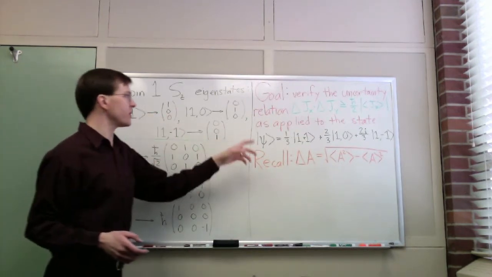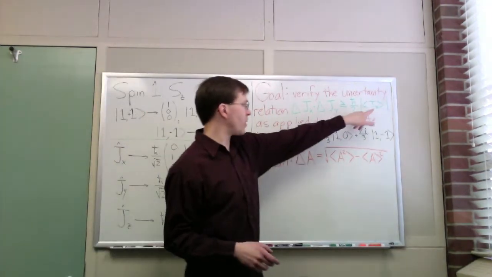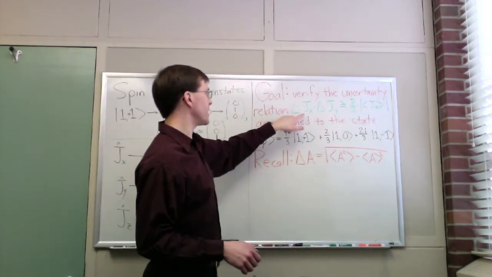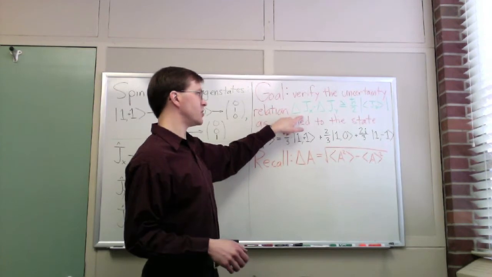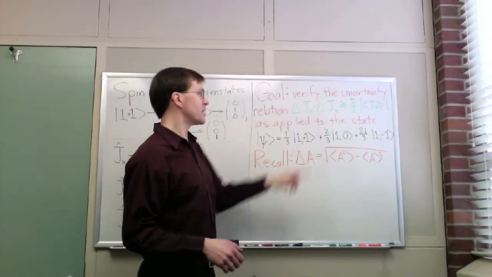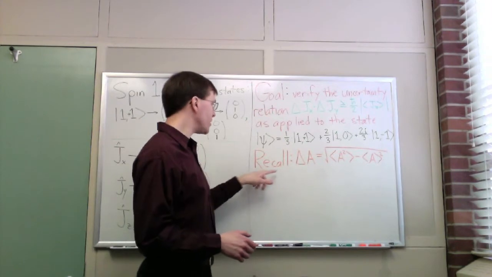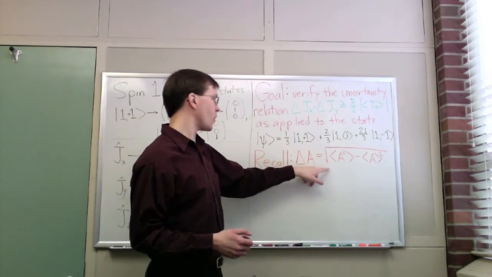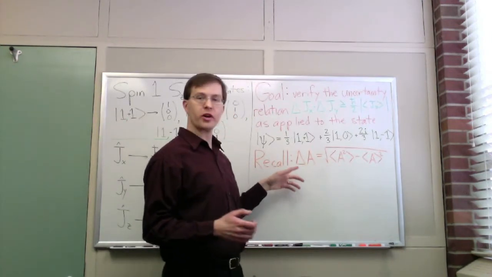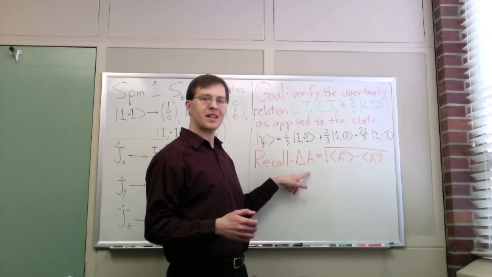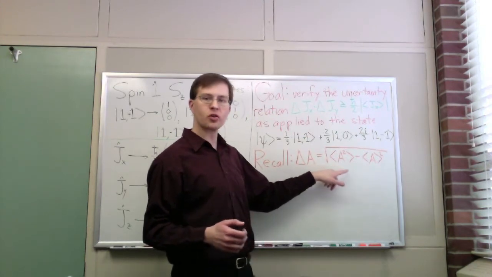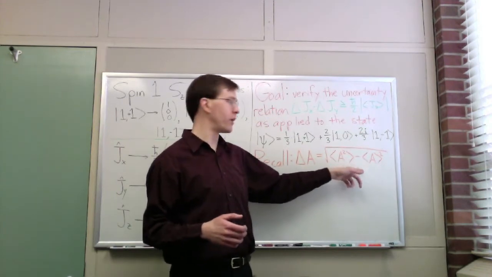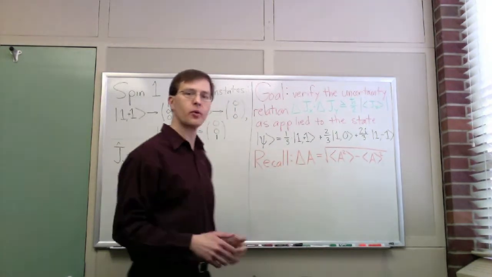So to do this calculation, we're going to have to calculate several things. Obviously, we'll have to calculate the expectation value of Jz for this state. But we're also going to need to calculate the uncertainty in Jx measurements and the uncertainty in Jy. To do that, I'll remind you of what we know. The uncertainty in a measurement of the operator A is equal to the square root of the expectation value of A squared minus the expectation value of A, quantity squared. That's our equation for delta A.